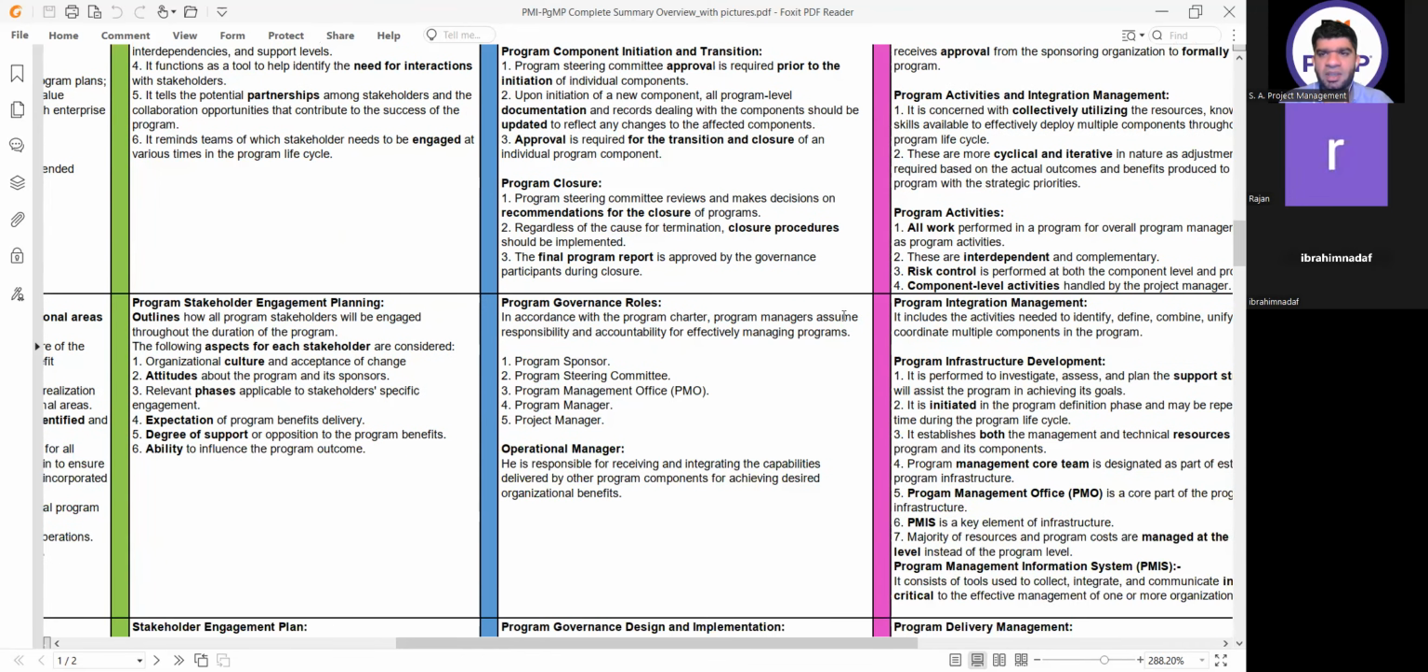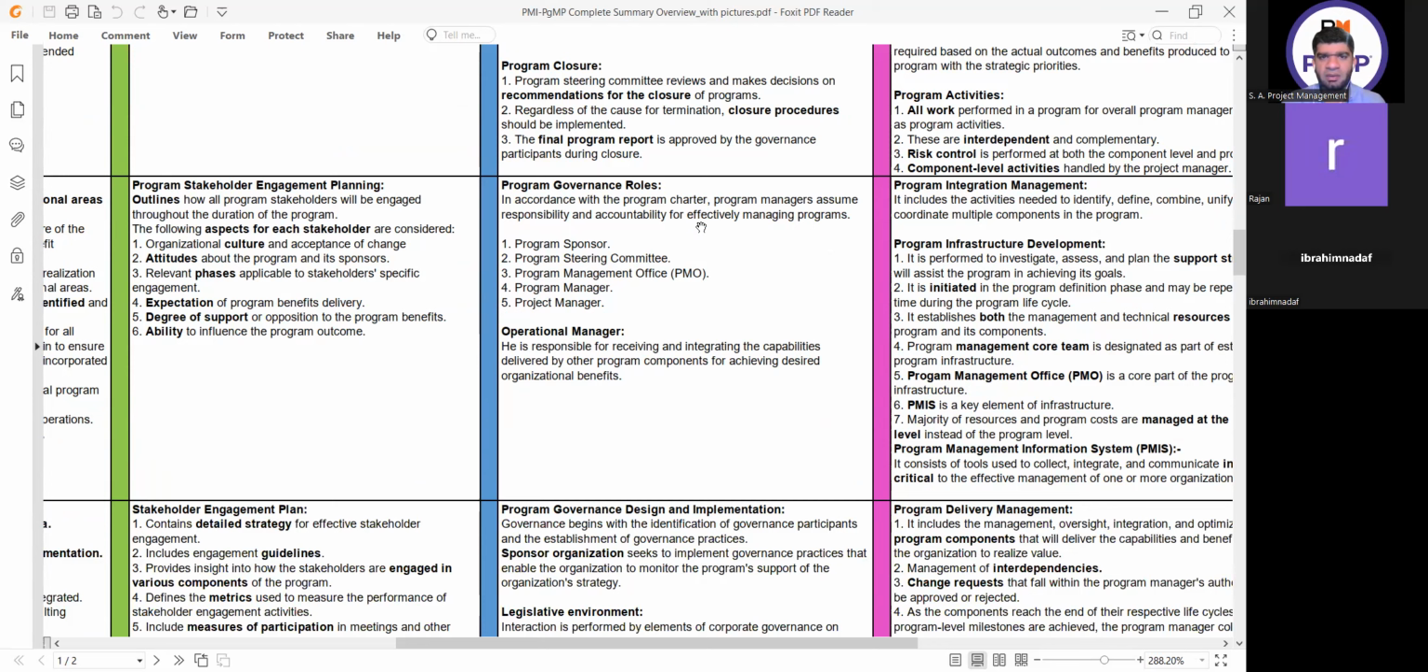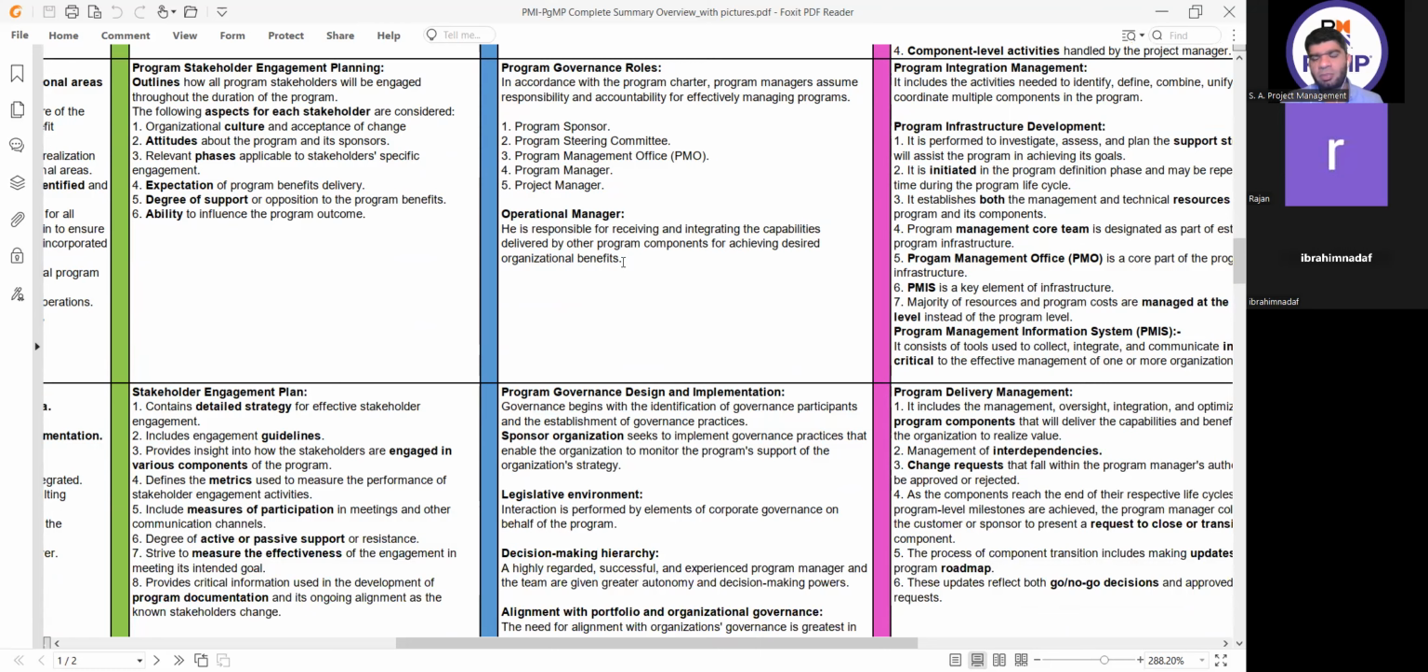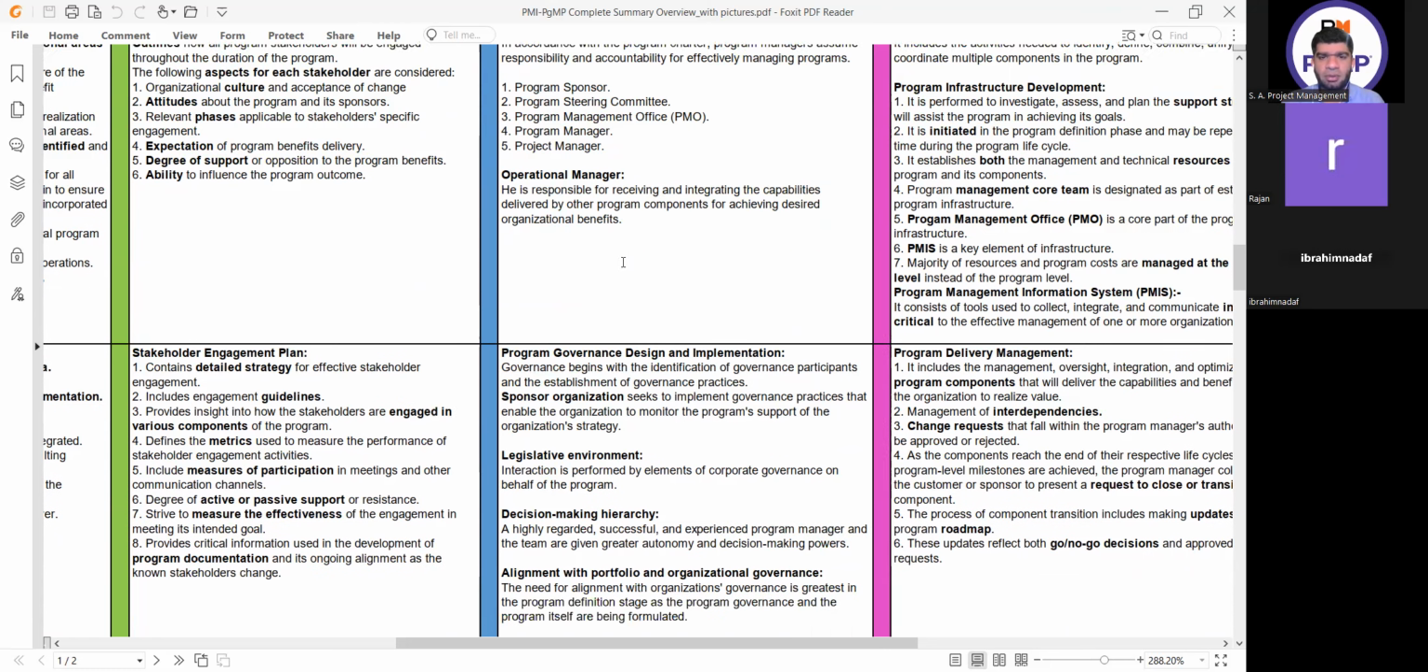Okay. Then we have a program closure. Steering committee reviews and makes decisions on recommendation for the program closure. Regardless of the cause for termination, the closure procedures should be implemented. Final program report is also presented. Then the governance roles are the same: steering committee, sponsor, PMO, project manager, and the program manager. The operational manager will always collaborate with the program manager.